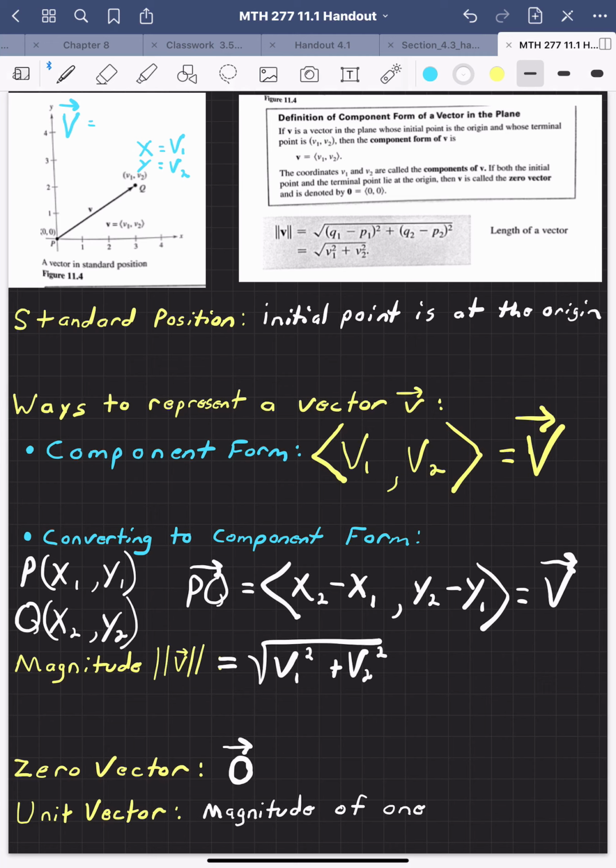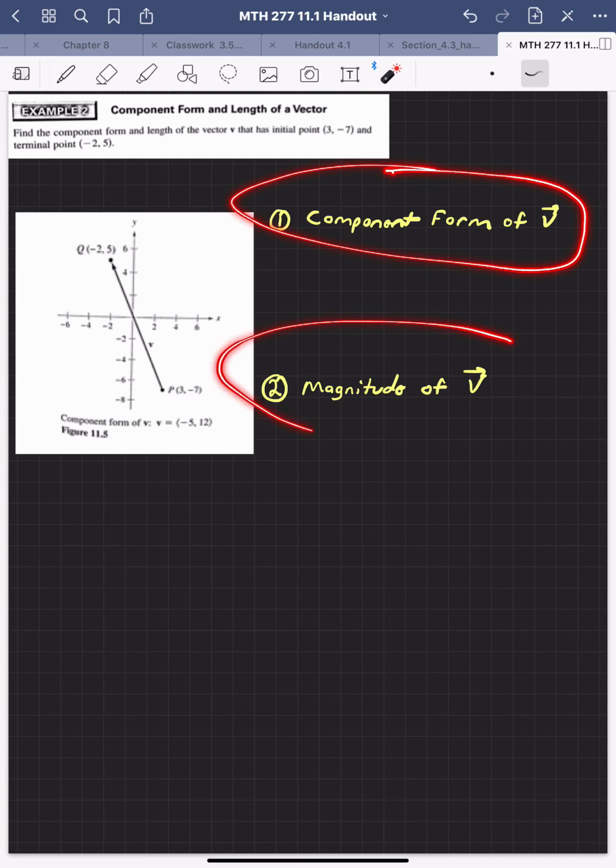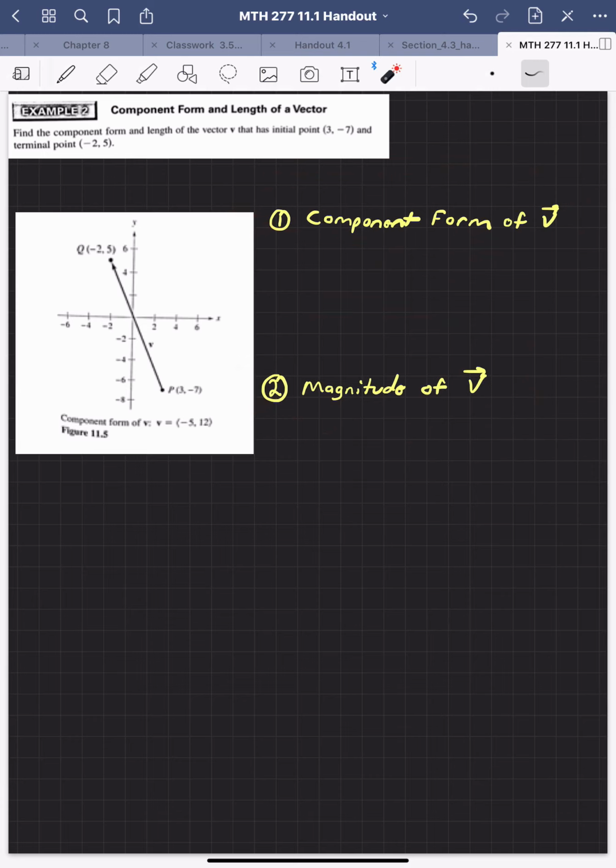All right, so we've got the definition part out of the way. Let's put this to use. Example 2. We're asked to find the component form and the length of a vector v. So we want the component form of v, and we want the magnitude, the length of v. Here's what they tell us: it has an initial point at 3, -7, and a terminal point at -2, 5.